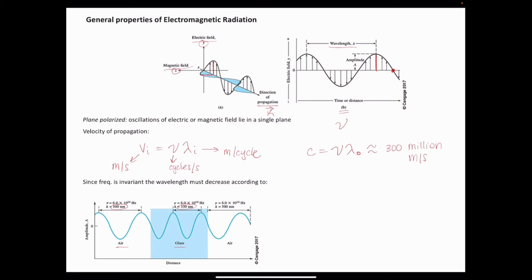And this is just because it takes time for those two electric fields, that of the wave and that from the electrons in the matter, to interact, and so it slows down. However, when it again reaches air, the wavelength is recovered. So since the frequency is invariant, it must be the wavelength that decreases. And this decreases according to this expression here, where again this subscript 0 is indicating the wavelength in a vacuum.